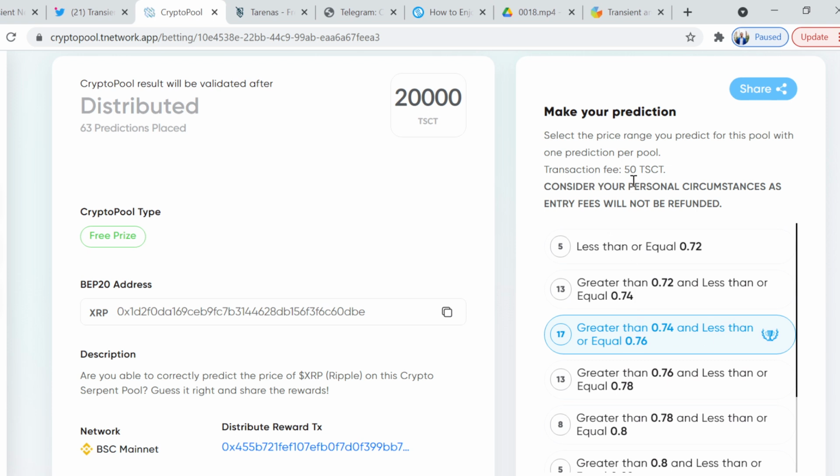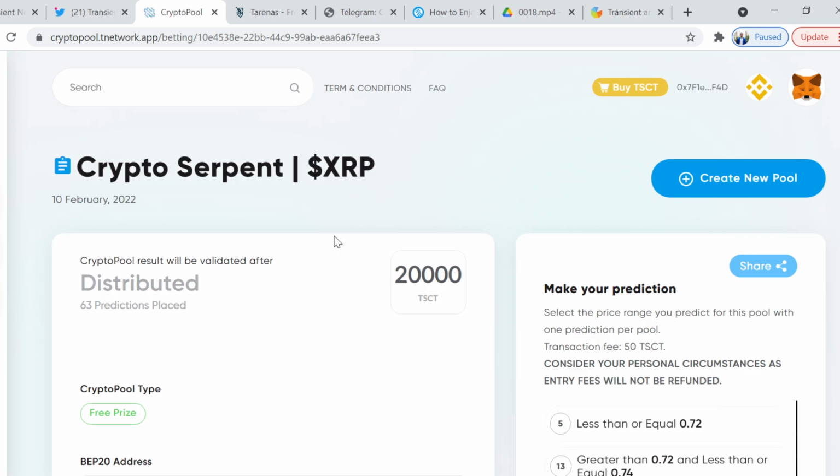Now, a transaction fee of 50 TSCTs applies as well. You can create your own pools with this. You could come in here, create it, and share it with your community, like, ETH by this date, what's it going to be?